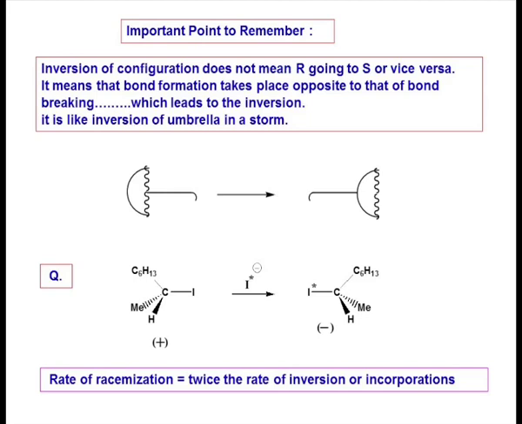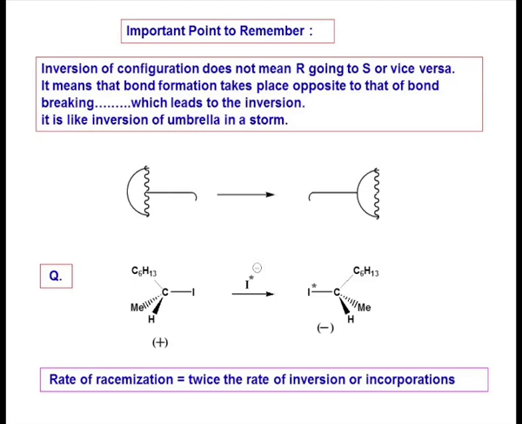Let us take a chiral carbon, all 4 substituents are there. This is an in plane bond, this is also an in plane bond, that is the iodide, iodide is the leaving group, C6H13 is one substituent, methyl the second substituent, hydrogen the third substituent. The specific rotation of this compound is found to be plus something.